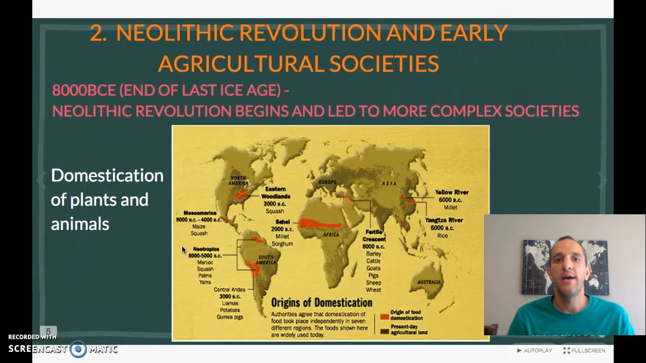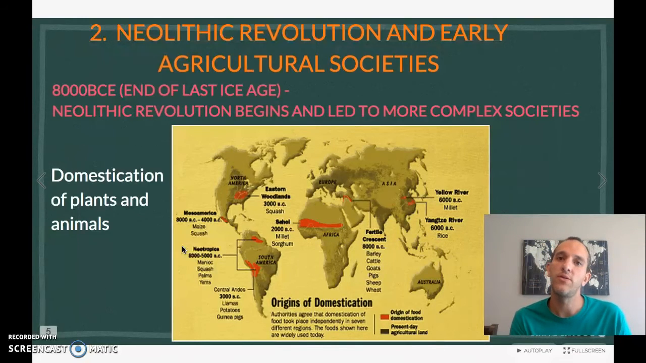So sometime around 8,000 BCE, human beings learned to farm. And I hope that you know this. It's one of those things that most people just kind of remember. The Neolithic Revolution, or the New Stone Age revolution, is going to allow early agricultural societies where people are going to be able to settle and begin to farm. It's believed that this happened sometime around the last ice age, which again was around 8,000 BCE.